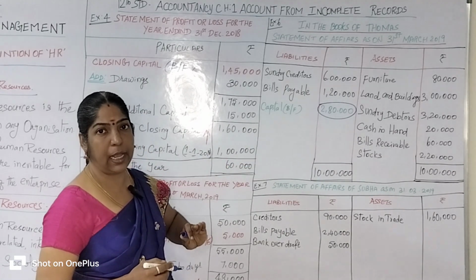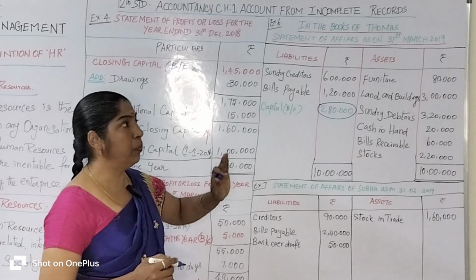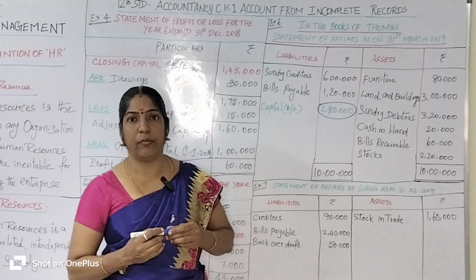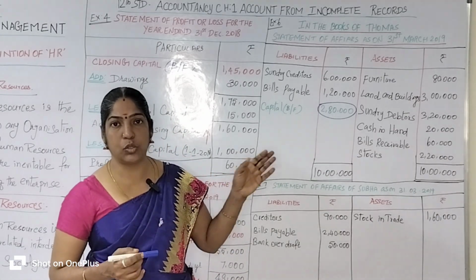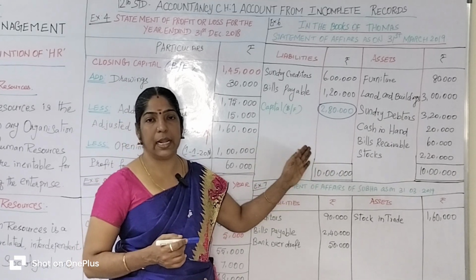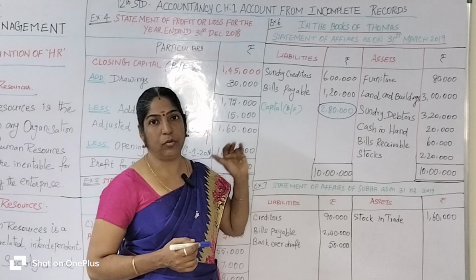To find out the capital, we need to prepare the statement of affairs. The statement of affairs is nothing but a statement showing assets and liabilities. From the difference between the assets and liabilities, we find out the capital.